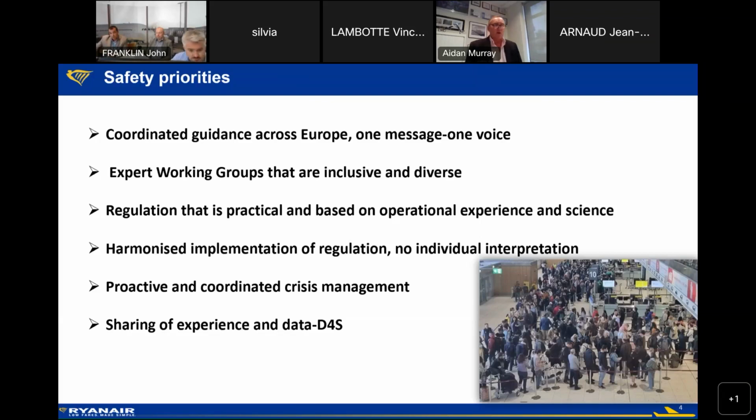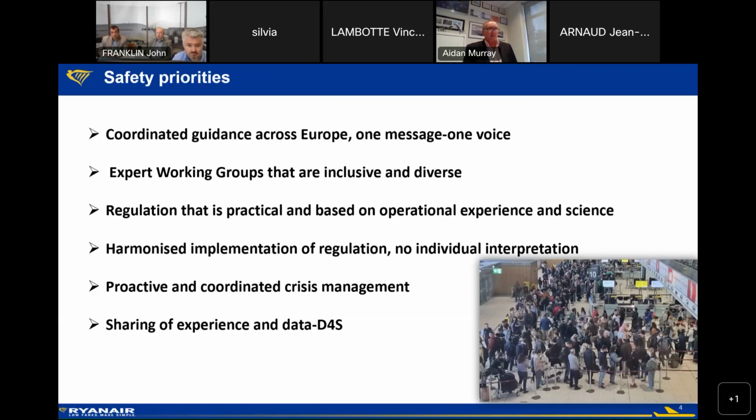Coordinated crisis management was one thing we felt we didn't see, and it's something that I think EASA and Europe now need to work on, to ensure that the crisis is managed at a higher level, with stronger input from the European Commission.